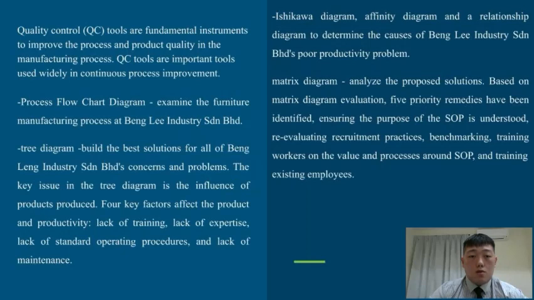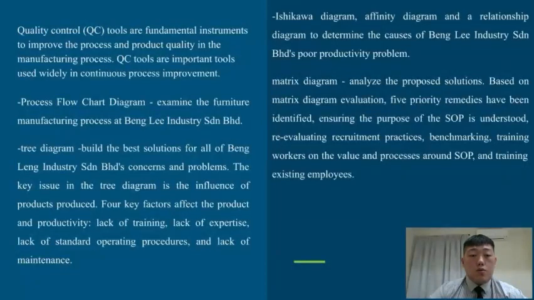Today I will continue to present the conclusion. The quality control tools are the fundamental instruments to improve the process and product quality in the manufacturing process. The QC tools are important tools used wisely in continuous process improvement.